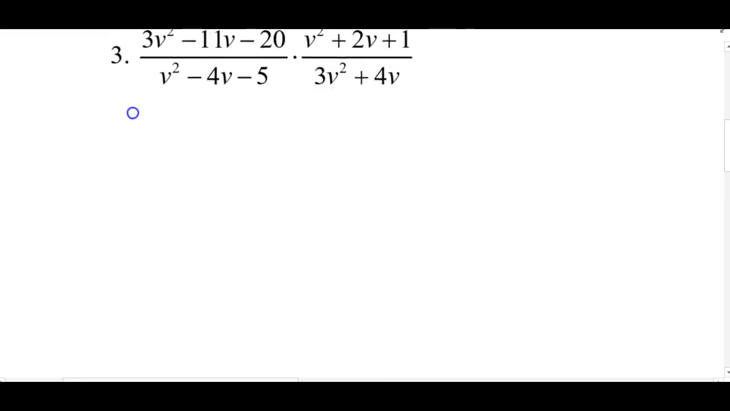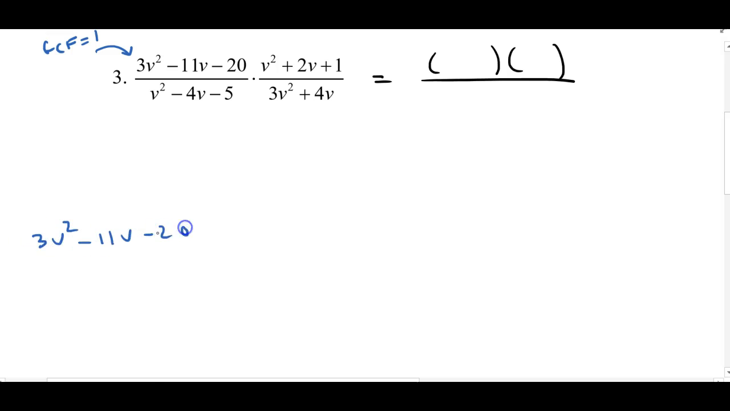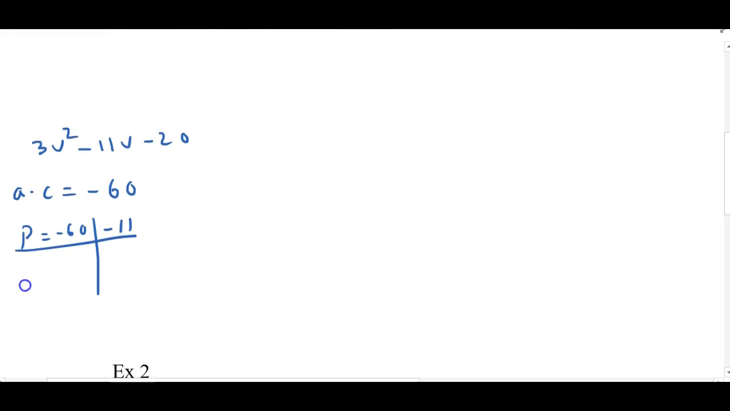I'm going to do the factorization. Probably you should do it too, just below down here. Once we figure out what that's going to be, that result is going to go up here for that numerator. So down here, I'm going to take the 3v squared minus 11v minus 20. We find A times C for that, which gives negative 60. Now we want 2 numbers that multiply to negative 60 and add up to negative 11.